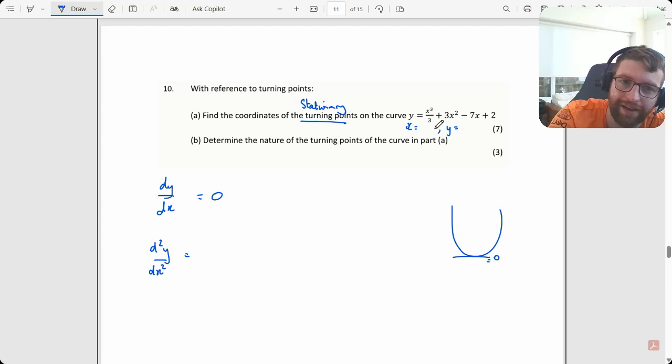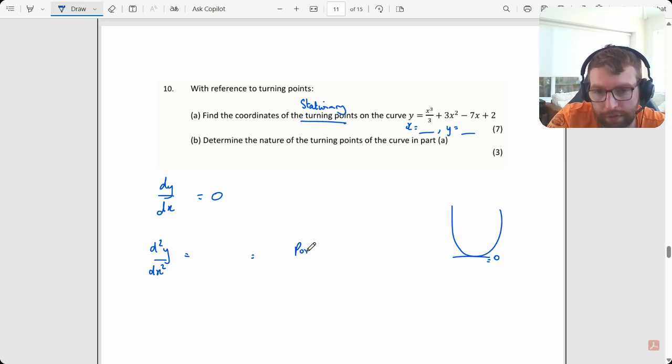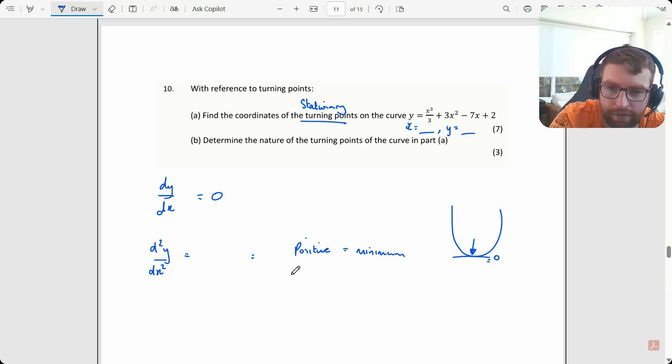What you can do is you can then get your x and y in, put it into your second differential, and if it's positive, it is what we call a minimum. And this is a minimum here, you know, at the bottom of a valley or something like that. And then if it's negative, it's a maximum.